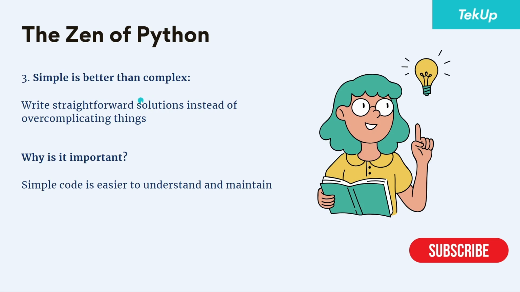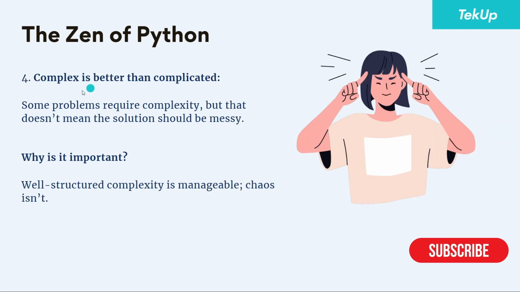Simple is better than complex. Write straightforward code instead of overcomplicating things. Why is it important? Simple code is easier to understand and maintain. Complex is better than complicated. Some problems require complexity, but that doesn't mean the solution should be messy. Why is it important? While structured complexity is manageable, chaos isn't.